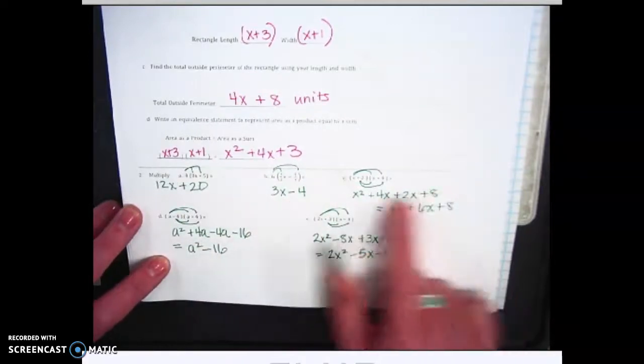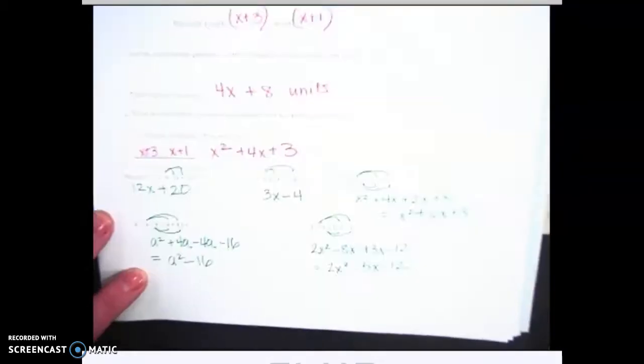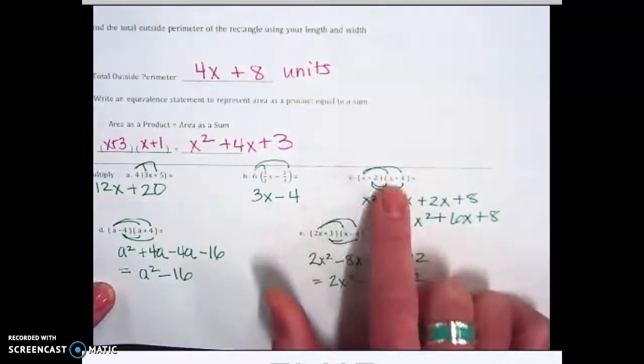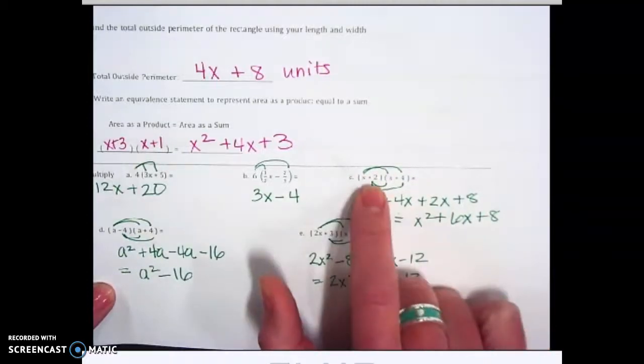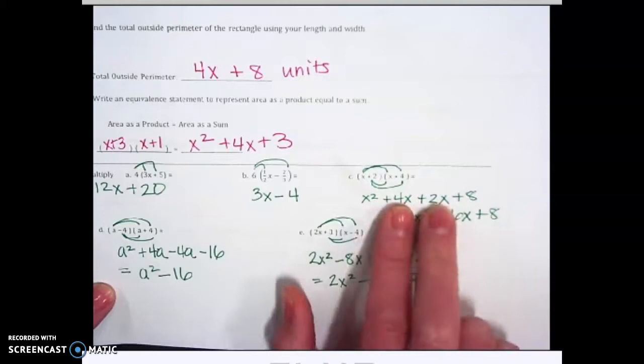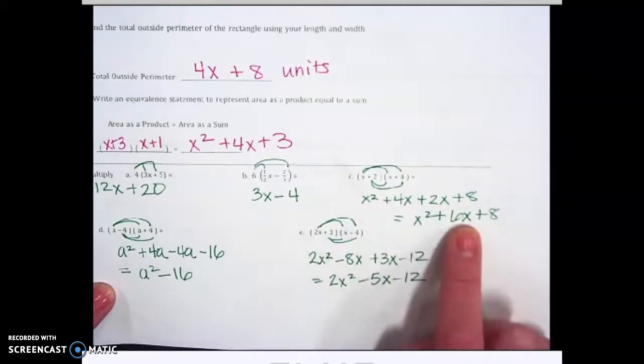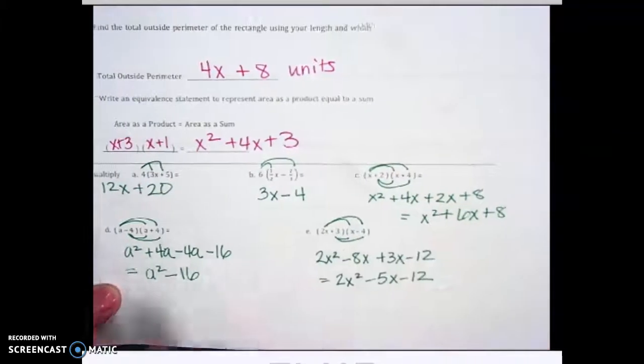Then I used FOIL to multiply for part C. So x times x is x squared. x times 4 is 4x. 2 times x is 2x. 2 times 4 is 8. These two middle terms are like terms. They combine to get 6x. The other two terms stay separate.